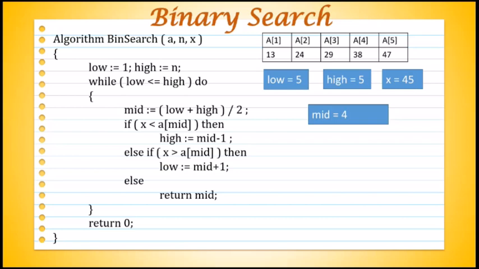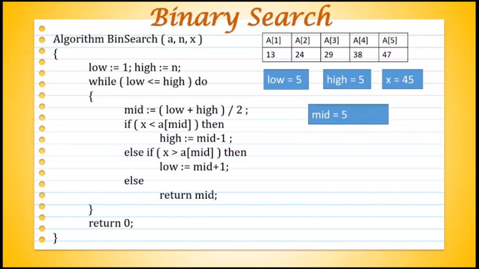Is low less than or equal to high? Yes, this condition is true because 5 is equal to 5. So again we will repeat the while loop. So mid equals low plus high, that is 5 plus 5 divided by 2. So 10 divided by 2, that will be 5.